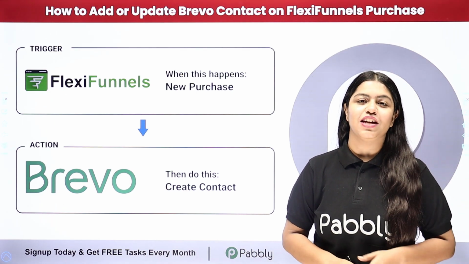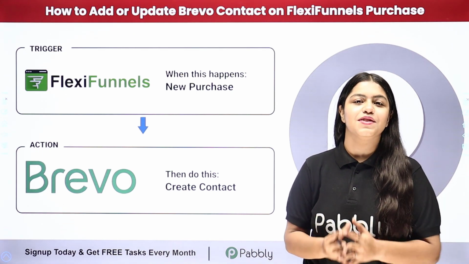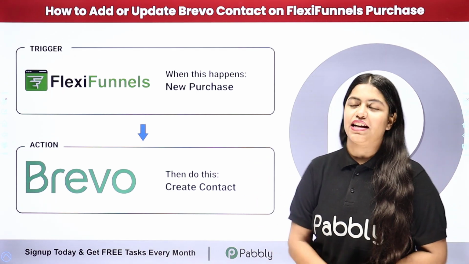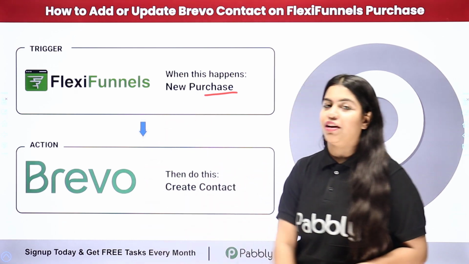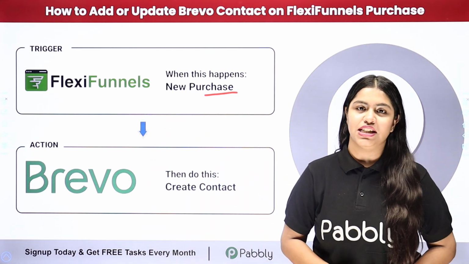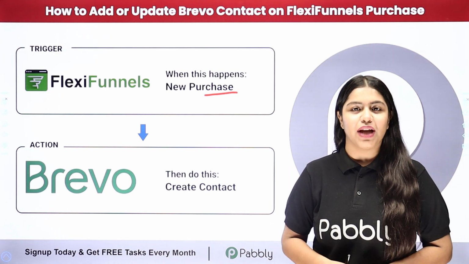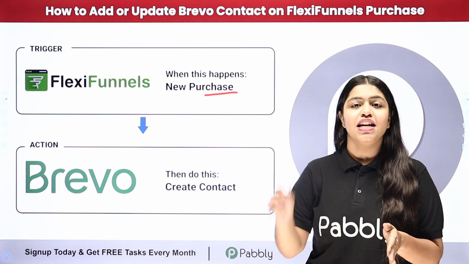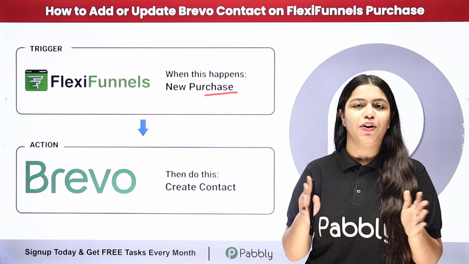So here I'm running an edutech company and we sell our courses online with the help of FlexiFunnels. So now what I want is that as soon as a new purchase is made in my FlexiFunnels account, automatically with the help of the same customer details, a new contact should be created or updated in my Brevo account too, so that we can create targeted email marketing campaigns for all of them.